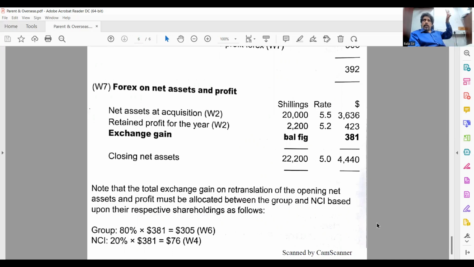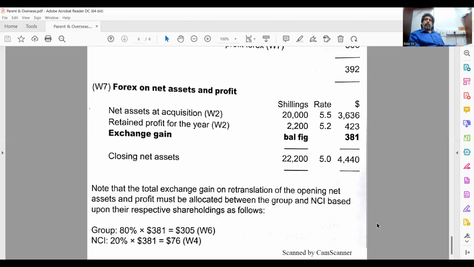What is the retained earnings for the year, profit for the year? 2,000. Adding both, how much? 22,000. Exactly, the same thing, right? You should not get confused when you see the balance. That's why I went to the balance sheet, just to tell you that 44,000 minus 21,800. Is that fine? So 22,200 at 5 shillings a dollar.